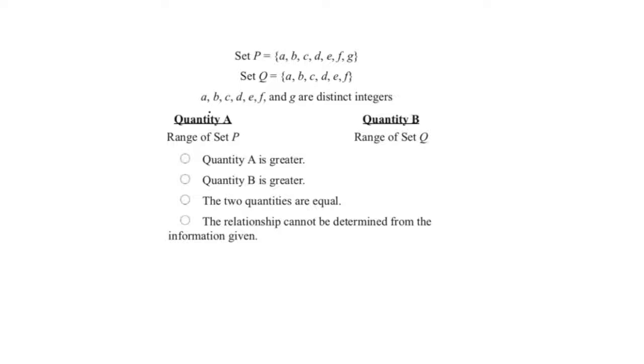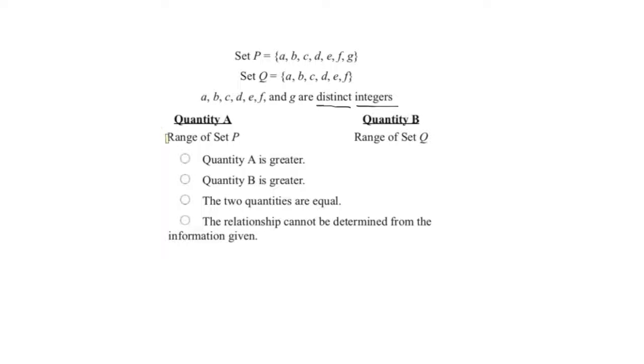We are told that A, B, C, D, E, F, and G, that's every symbol mentioned within these two sets, are distinct. That means there are no repeats, okay? There are no two letters that represent the same number. Integers. So they're clean, whole, nice counting numbers. We need to compare the quantity of the range of set P to the quantity of the range of set Q.